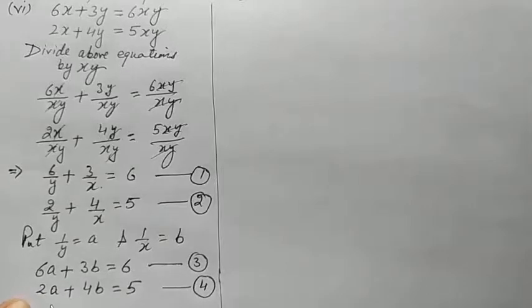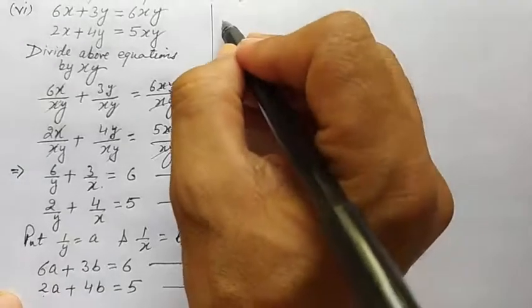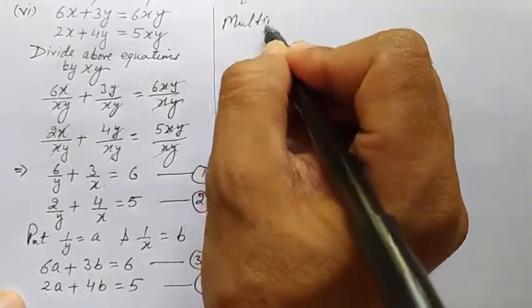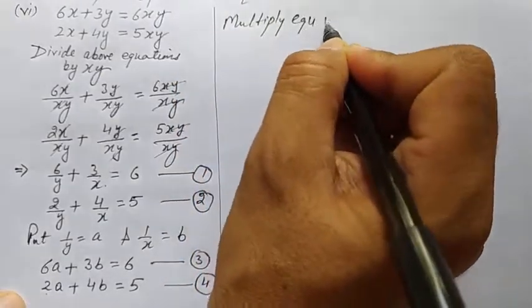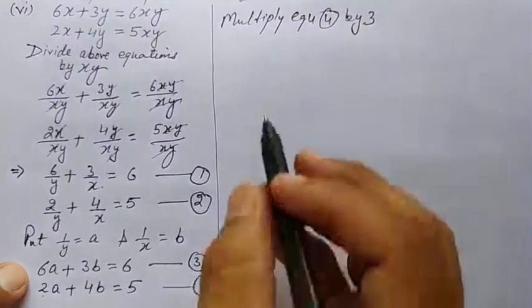Now these equations 3 and 4 we will solve with the help of the elimination method. In the elimination method, we make the coefficient of either a or b the same in both the equations. If I multiply equation 4 by 3, I get the coefficient of a as 6, and it is also 6 in equation 3. So these coefficients will be the same. So I multiply equation 4 by 3, and the third equation we write as it is.